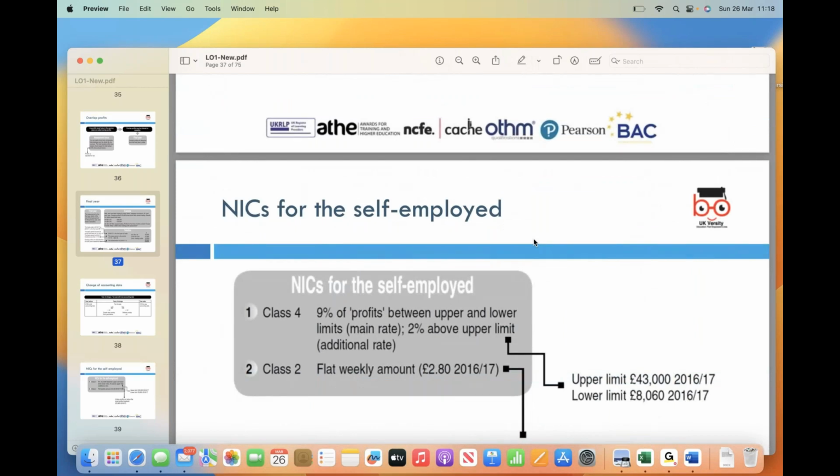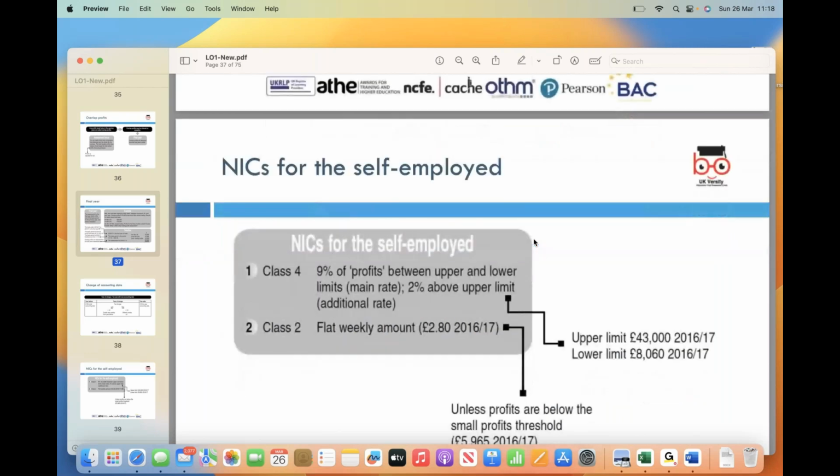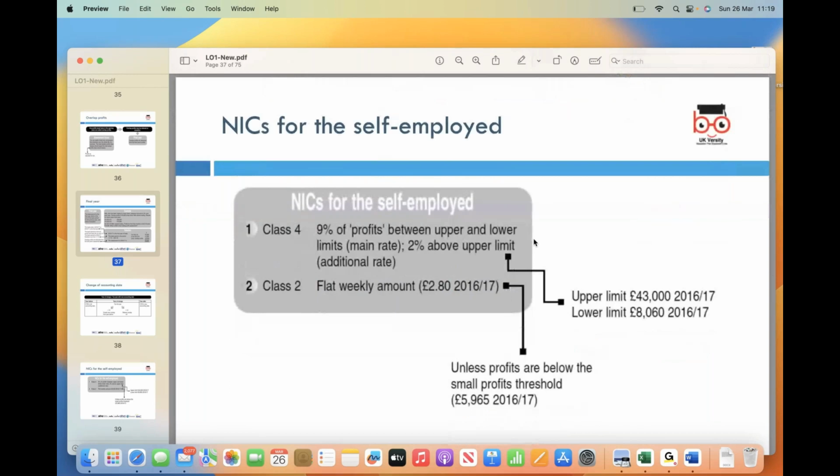So NICs for the self-employed. Class 4, again he's discussing national insurance contributions for the self-employed. We discussed classes 1, 2, 3, and class 4 for national insurance contributions yesterday, remember, Nizar. So here he's talking about NICs for the self-employed: 9% of profit between the upper and lower limit, main rate 2% above the upper limit, and then class 2 flat weekly amount 2.80, for 16-17.